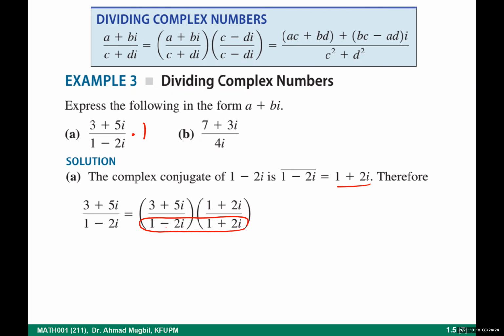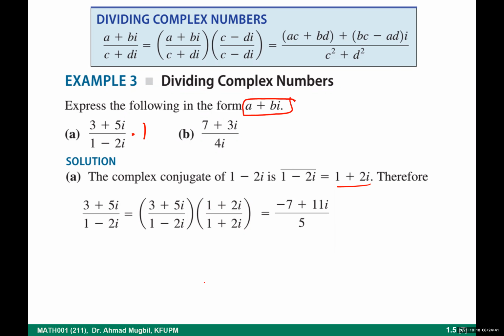1 plus 4, which is 5. For the numerator, multiply by this, it is easy. You can multiply 3 by 1, then this by this, then this by this. It is easy. So this is what you have. Now, is it in the final form, in the standard form? Is it in this form? This is the standard form.